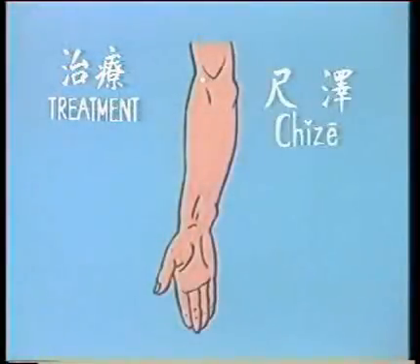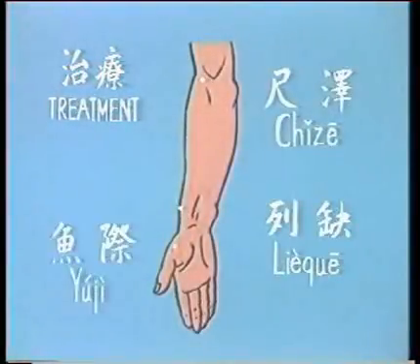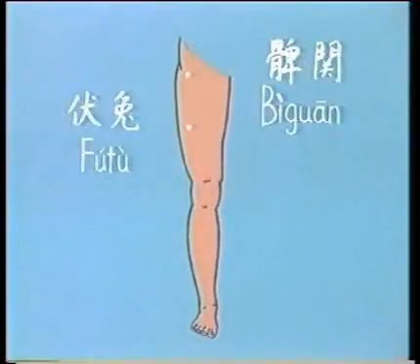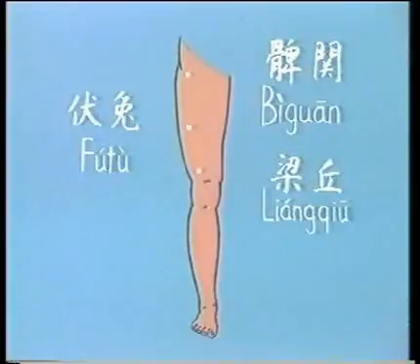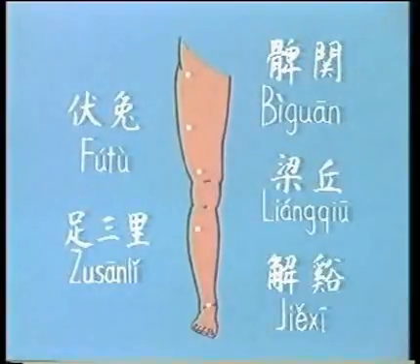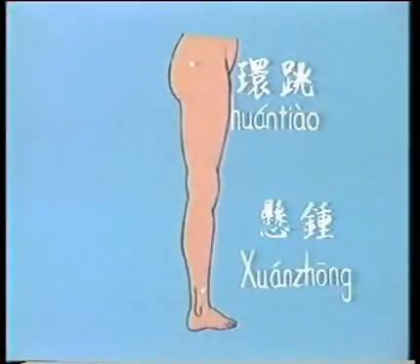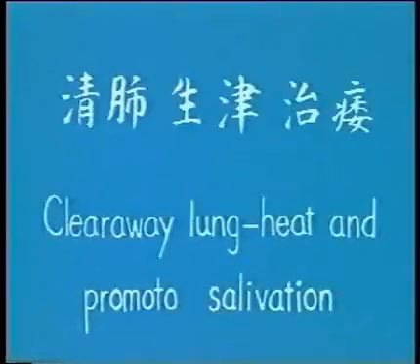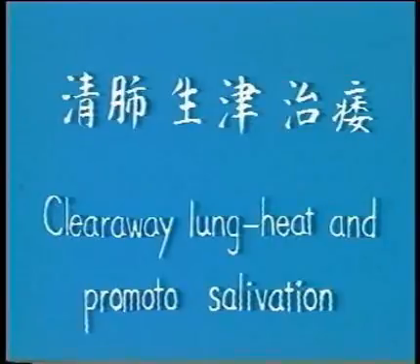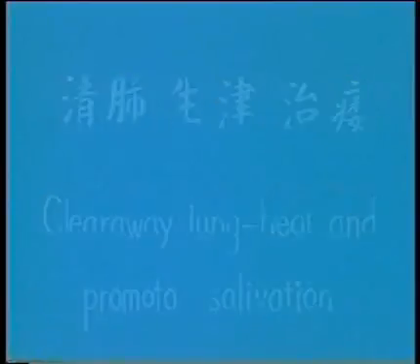Treatment: Chize, lung 5, Lieque, lung 7, Yuji, lung 10, Biguan, stomach 31, Futu, stomach 32, Liangqiu, stomach 34, Zusanli, stomach 36, Jiexi, stomach 41, Huantiao, gallbladder 30, and Xuanzhong, gallbladder 39. This prescription can disperse heat from the lung, regulate body fluid, and cure the flaccidity.